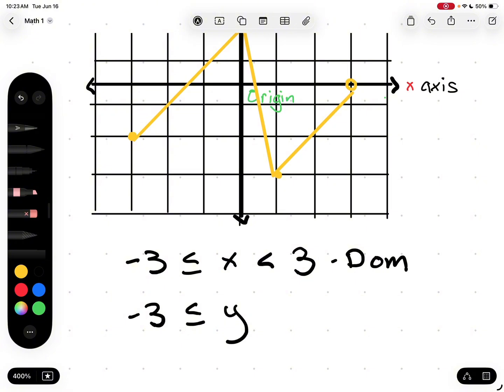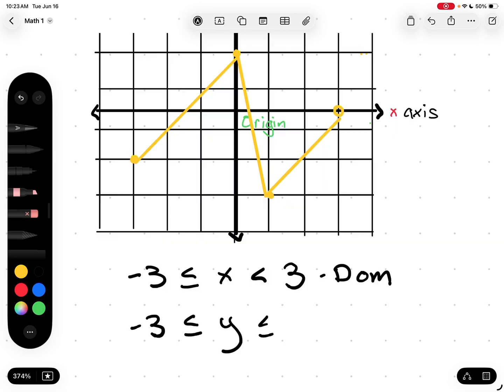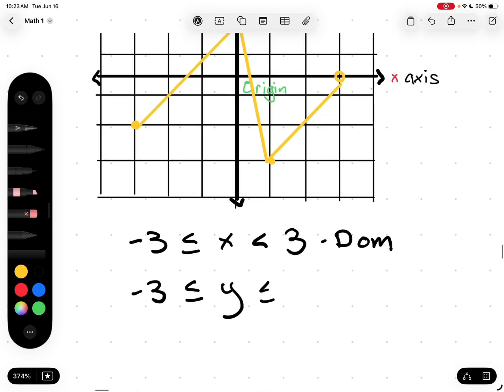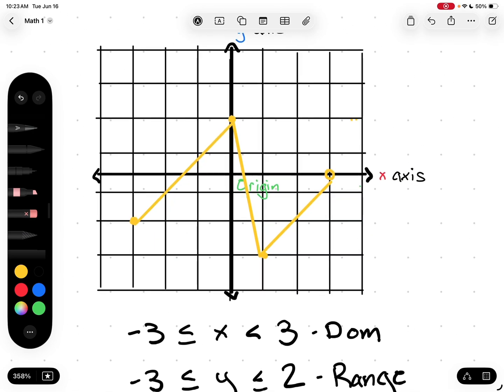We add a y because we're talking about the range. Now we continue reading up. We continue reading up where we get to over here, which is 1, 2. When we do that, and it's a closed circle, so we have to make sure that we do this, and that's our range. Again, this means that all the y values between -3 and 2 have a corresponding x value. Again, our domain is this, and our range is this.